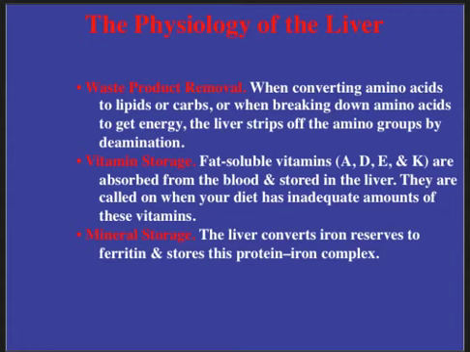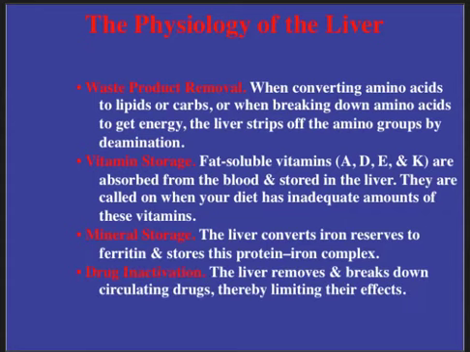Okay, it's also involved in mineral storage. The liver converts iron reserves into ferritin and then stores this protein-iron complex for later use. Among those later uses include the production of hemoglobin, right? You need iron in hemoglobin in order for it to bind to the oxygen and actually carry it around the circulatory system. It also detoxifies drugs, and I think this is the great unsung role of the liver.